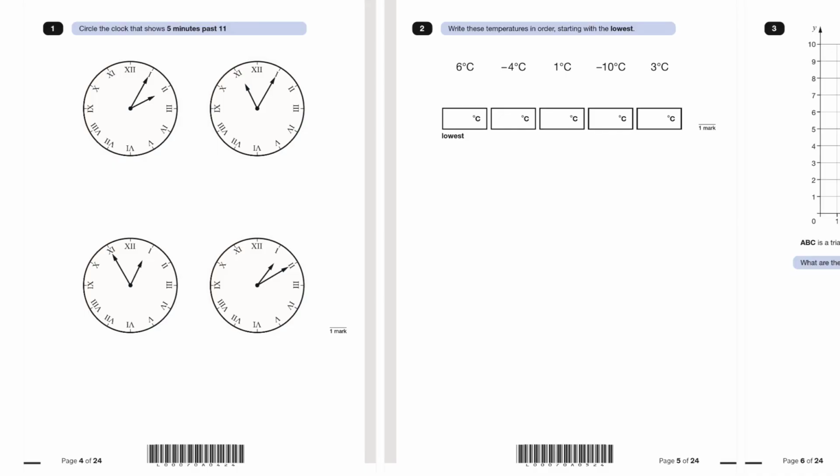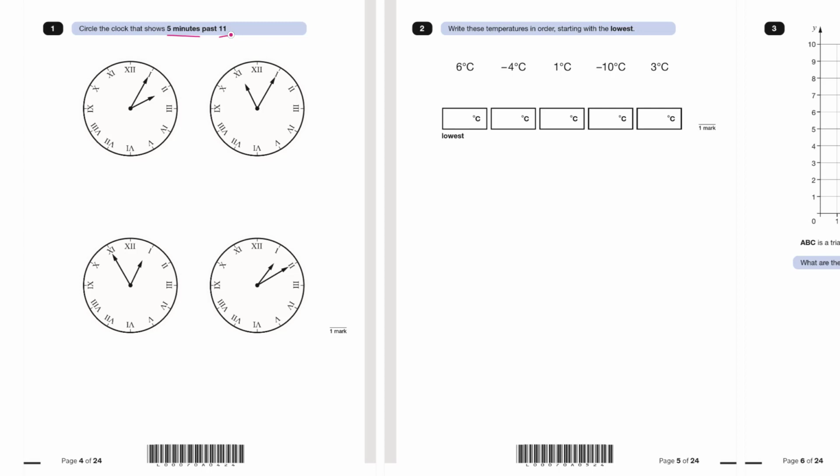Question 1, circle the clock that shows 5 minutes past 11. So 5 minutes, 11 is the hour. This skill is not going to be taught in year 6. This will be a year 3 skill. If you're not sure on telling the time, there are lots of resources online, but you do need to know how to read the time on an analog clock. Even though you're in year 6, you're tested on stuff that comes right back from the year 3 curriculum.